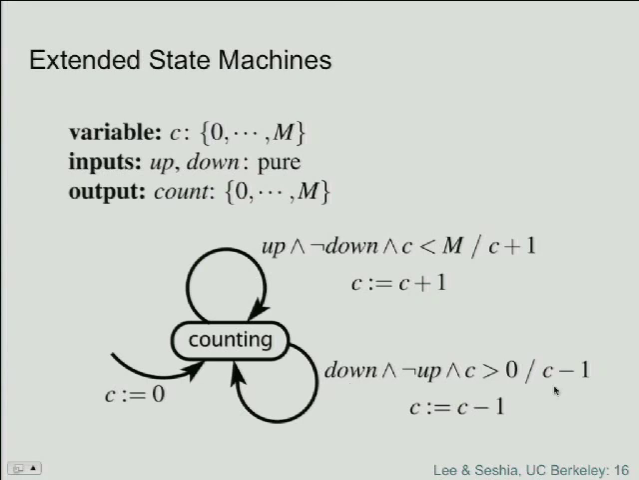So for this state machine, how many states does it have? M plus 1. Right? Even though there's only one bubble, it has m plus 1 states. Suppose there were 2 bubbles. How many states would it have with this same variable?